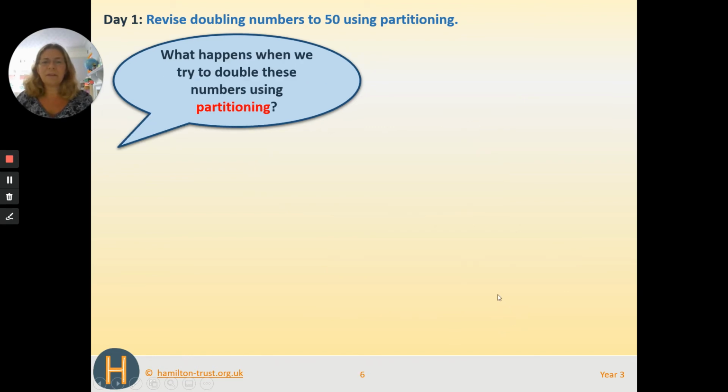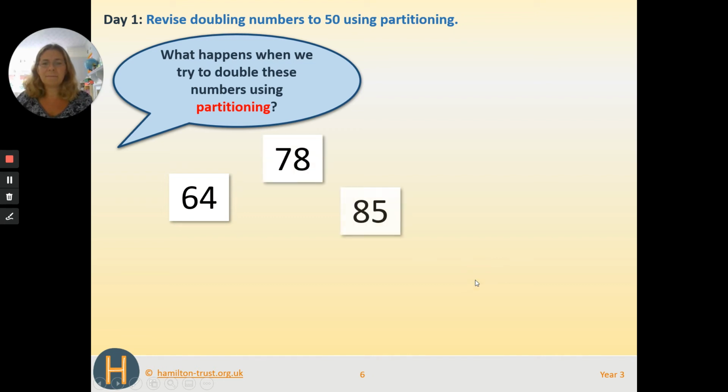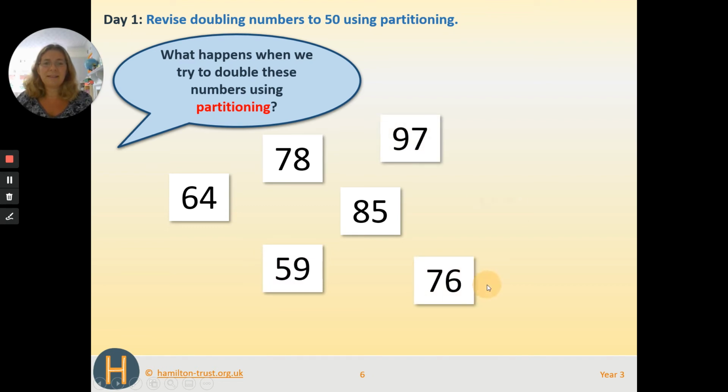Let's look at some of these other numbers and try and think about what happens to the numbers using partitioning. 64, 78, 85, 59, 97, 76, and 69. What do you think happens when we try to double these? Pause the video and have a go on your piece of paper and see what you get.